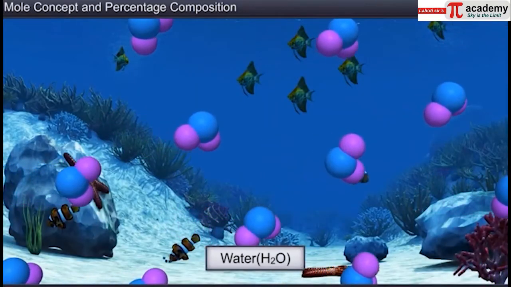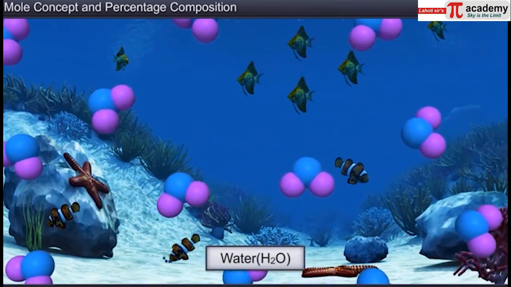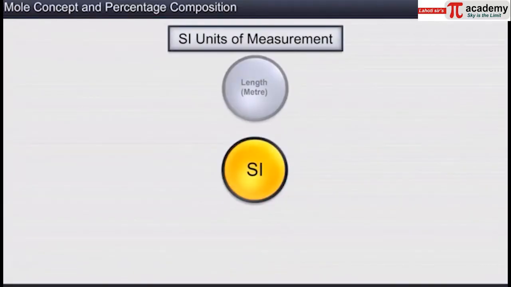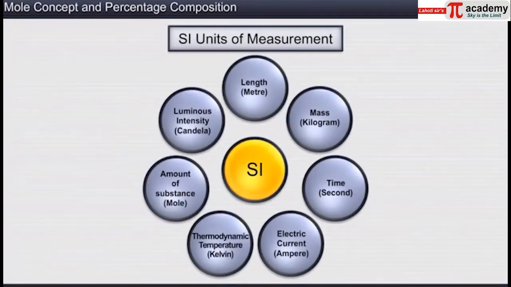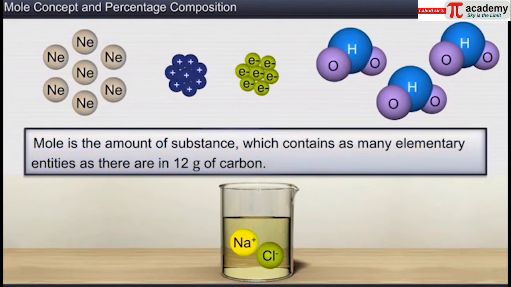When scientists were working with elements and compounds, they felt the need to have a unit of measurement to count entities at the microscopic level. Thus, the SI base unit, mole, was introduced. Mole is the amount of substance which contains as many elementary entities as there are in 12 grams of carbon. Elementary entities may be atoms, molecules, ions, electrons or protons.